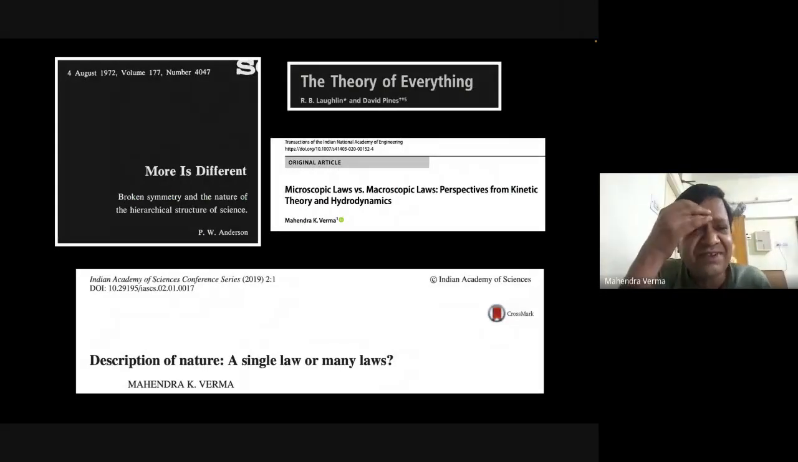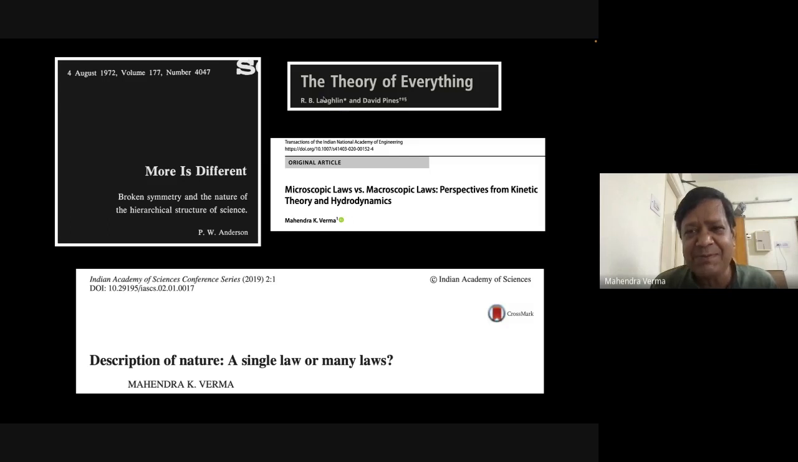Now, these are some references. Some of these papers are very famous, like "More is Different" by Phil Anderson. He is saying that broken symmetry in condensed matter physics, like a phase transition from gas to liquid, involves a symmetry change, and that is not explainable purely from microscopic description. Broken symmetry itself is a fundamental description of nature, but at a different level.